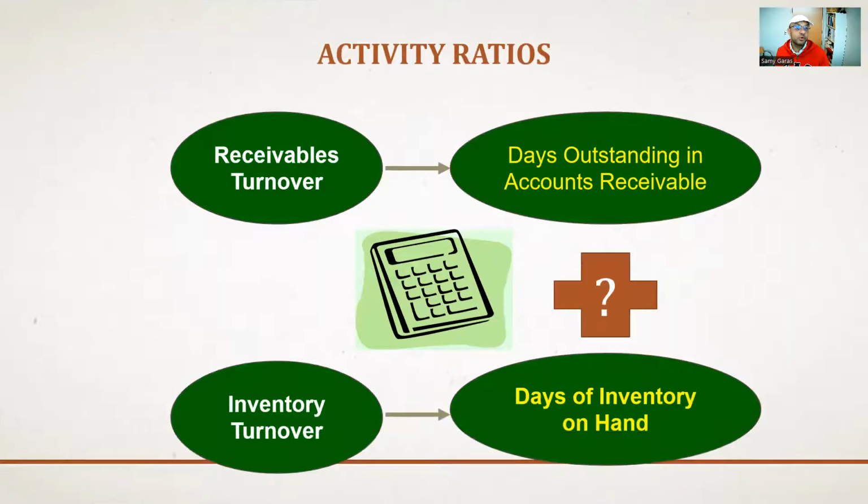The second group of ratios, we call it activity ratios, which evaluates the performance of the company by checking the accounts receivable turnover and the inventory turnover. And when we add both of them, we get the operating cycle.